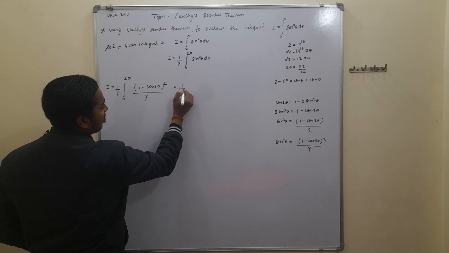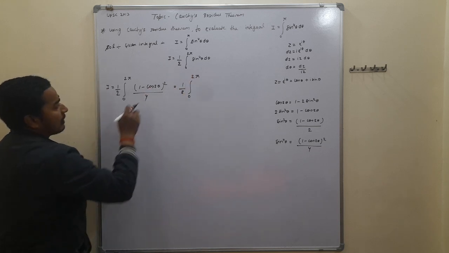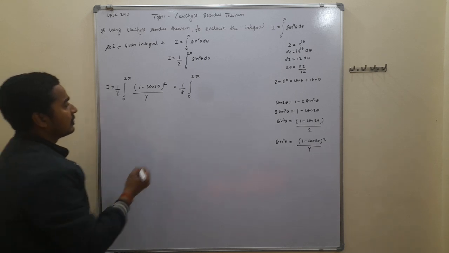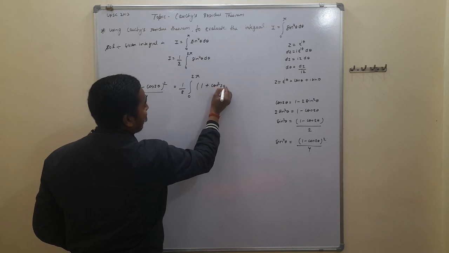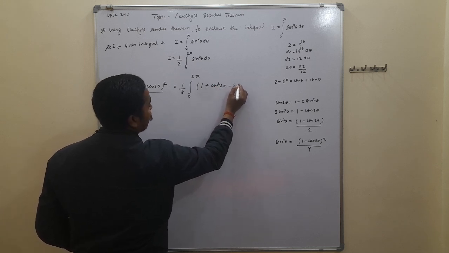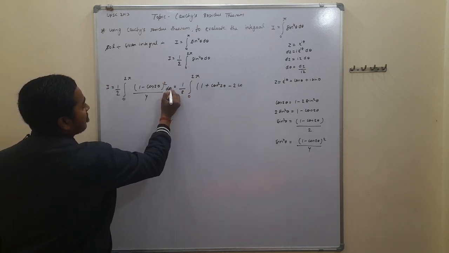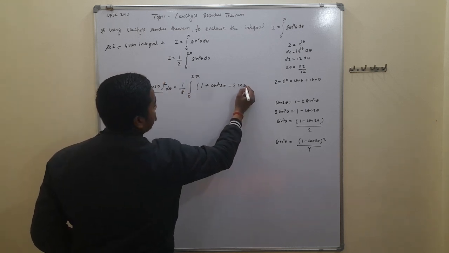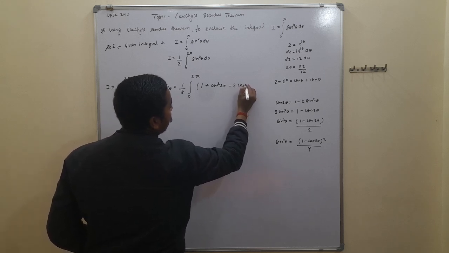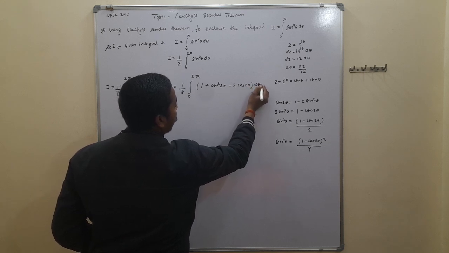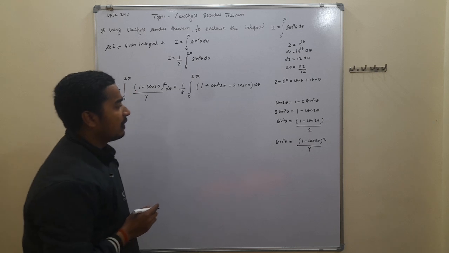This gives 1 upon 8 times the integral from 0 to 2 pi, and we expand (1 minus cos 2 theta) whole square. This gives 1 plus cos square 2 theta minus 2 cos 2 theta, and d theta is also present. Further we can eliminate cos square 2 theta with the help of a trigonometric function.